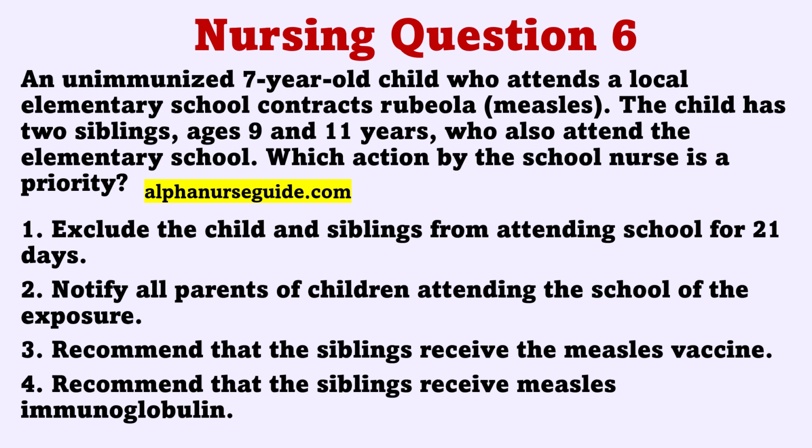Excluding the infected and exposed children during this period of time is a priority to prevent exposure of healthy children enrolled in the elementary school. Although it is important to notify the parents of the other children in the school of the exposure, limiting exposure of other children is the priority. Mumps, measles, and rubella vaccine administered within 72 hours of initial measles exposure and immunoglobulin administered within 6 days of exposure may provide some protection or modify the clinical course of the disease in unimmunized children. However, the priority is to prevent an epidemic by limiting exposure.